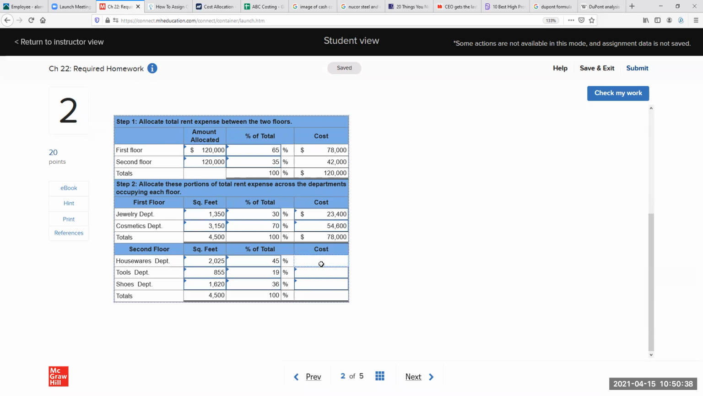And down here, you got 42,000 times the 0.45. And they have to add up now to what we allocated. That way you can check your math. So this has to match this. Just like this 42 has to be the 42 here, or we won't have done it right. So 0.19 times 42 is 7,980. And then what do we have here? 0.36 times 42 equals 15,120. It adds up to 42. That matches here. So my math's okay.